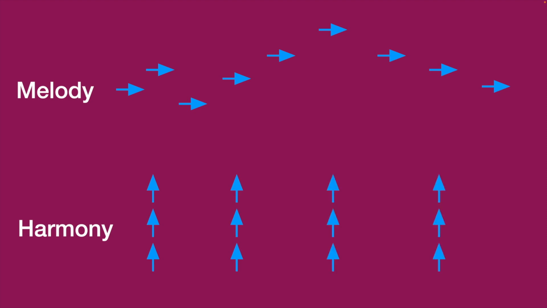Another way to visualize this is melody is one note that happens one after another. There's only one note at a time that occurs during the melody. Harmony is when you have two or more notes that happen at the same time. And again, harmony and the melody are going to work together to complement one another.